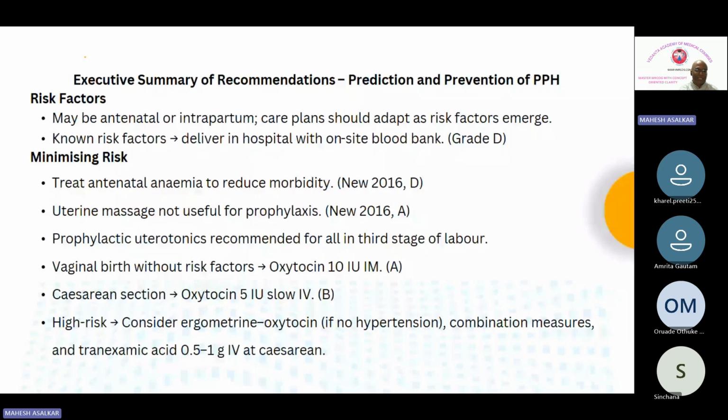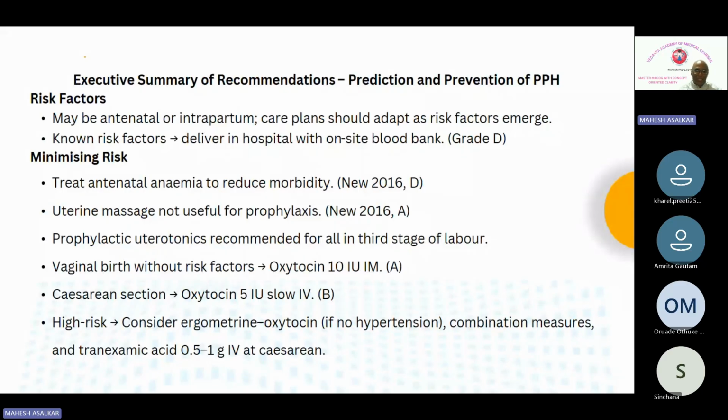Then how will you minimize the risk? Treat antenatal anemia to reduce the morbidity. Uterine massage is not useful for prophylaxis. Remember, for prophylaxis of postpartum hemorrhage, uterine massage does not have any value. Prophylactic uterotonics are recommended in the third stage of labor, for vaginal birth without risk factors.